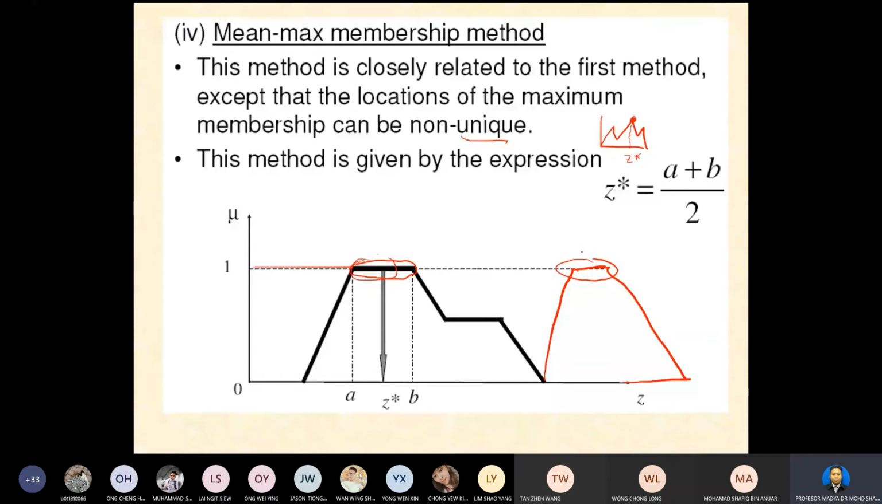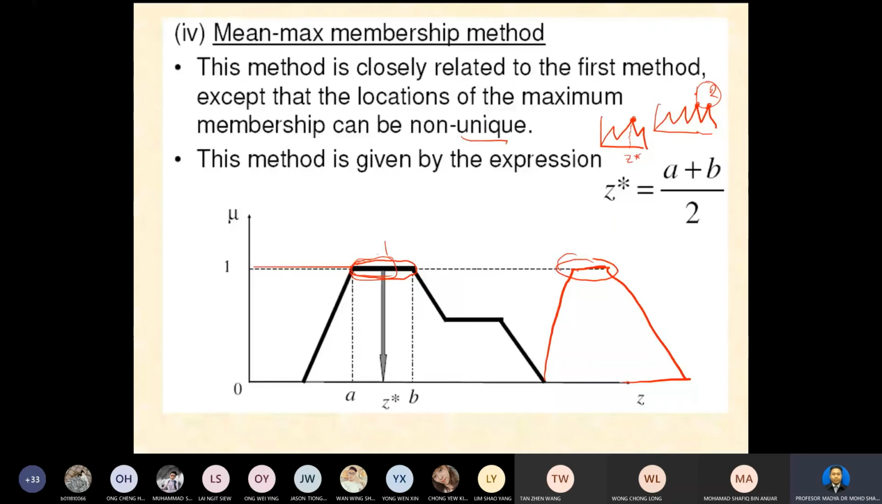For example, if we have similar, not one but two, this one and this one will be the same, so we cannot use the max. Similar like this one, we have this one and another one here, so we cannot use the max. It's only one output only.